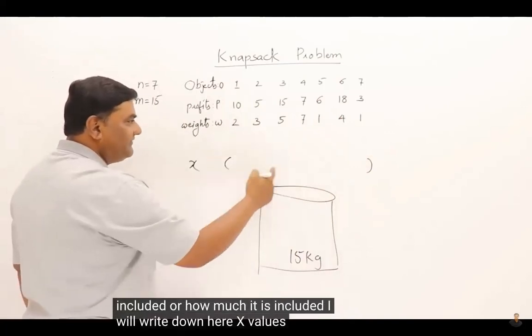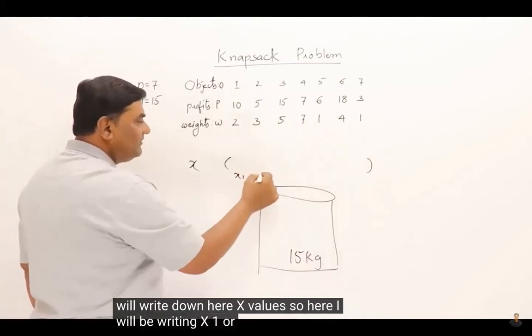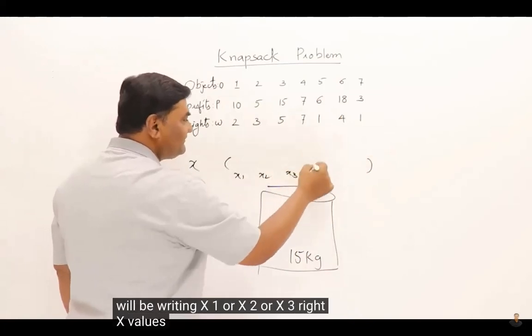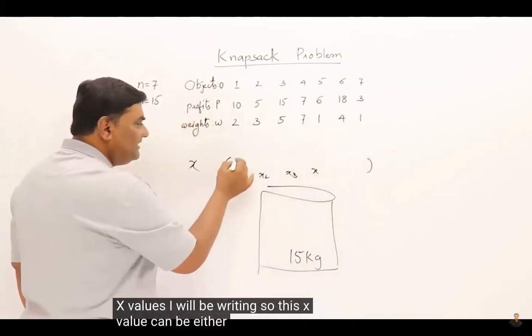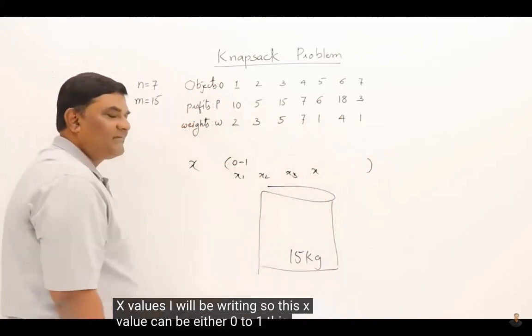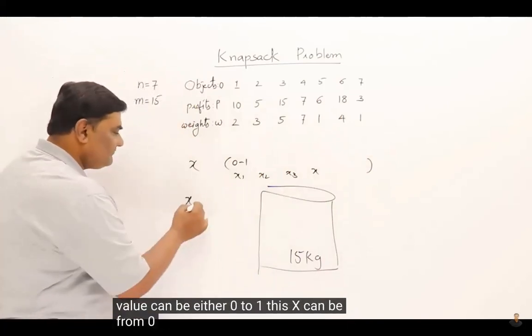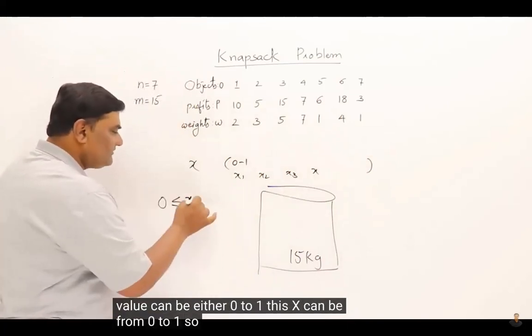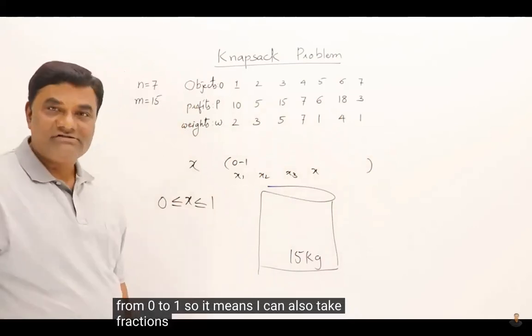I will write down here X values. So here I will be writing X1 or X2 or X3, right? X values I will be writing. So this X value can be either 0 to 1. This X can be from 0 to 1. So it means I can also take fractions.